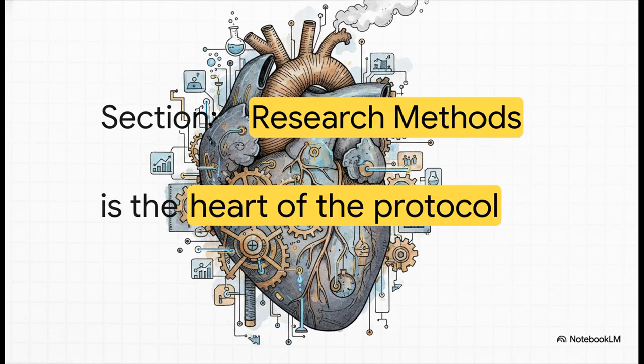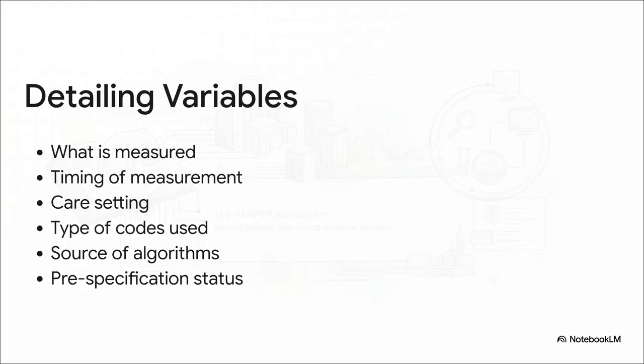Now, Section 7, Research Methods. That is truly the heart of the HARPER protocol. It's the most detailed and granular section, and it's broken down into critical subsections that cover everything from the study design and setting to the specific variables, the data sources, and the full analysis plan. And it's this level of detail that makes HARPER so powerful.